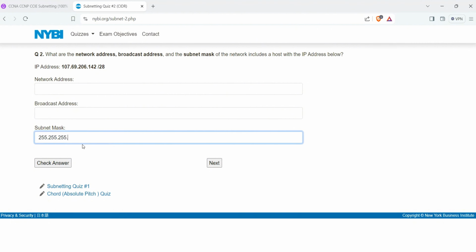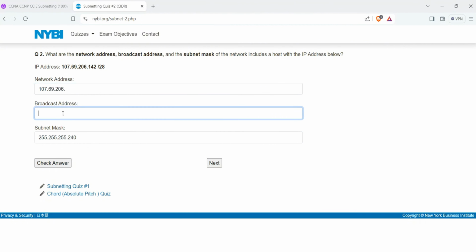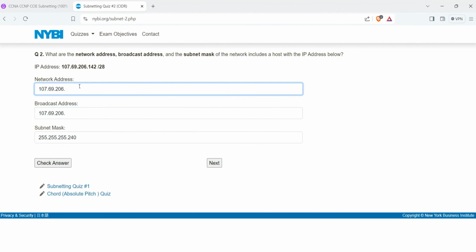All right. Slash 28. 255.255.255 is 24 bits. I need four more bits. 128, 64, 32, 16. I get what? 240. And this one over here is what? 107.69.206 dot. Okay, this one is 107.69 dot 206 dot. Where does the 142 fall under?